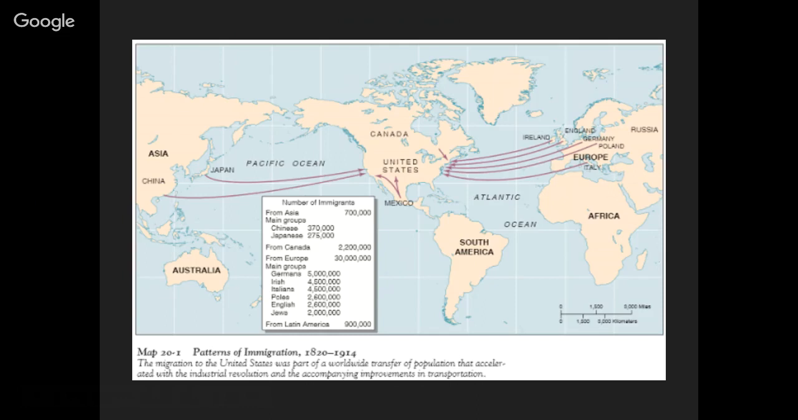But predominantly the biggest groups are the Germans and the Irish, excuse me, coming in from Western Europe. It's when you start to see Italians, Polish people, and Jewish people coming into the country that there becomes a little bit more pushback, as they are not Protestant, or even just Christian, white Americans coming in. It causes some issues. But we also notice that there is some immigration coming in from China and Japan.